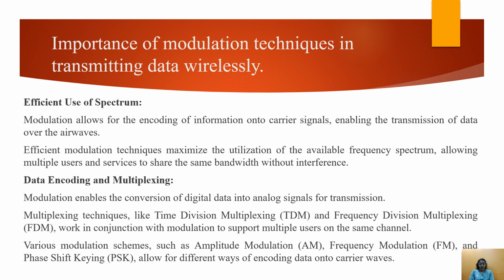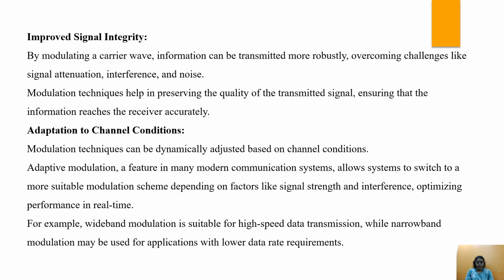Second one, data encoding and multiplexing. Modulation enables the conversion of digital data into analog signals for transmission. Multiplexing techniques like time division multiplexing, called TDM, and frequency division multiplexing, called FDM, work in conjunction with modulation to support multiple users on the same channel. Various modulation schemes such as amplitude modulation AM, frequency modulation FM, and PSK, phase shift keying, allow for different ways of encoding data onto carrier waves.